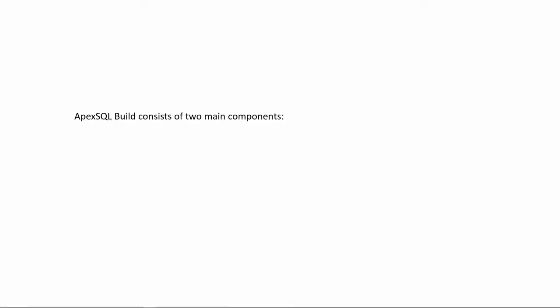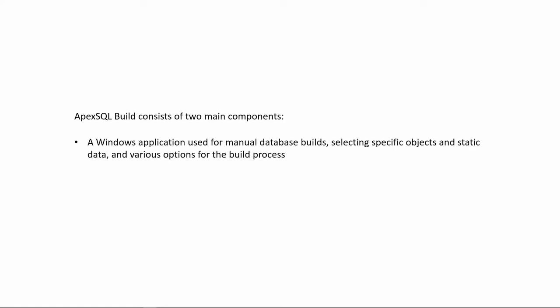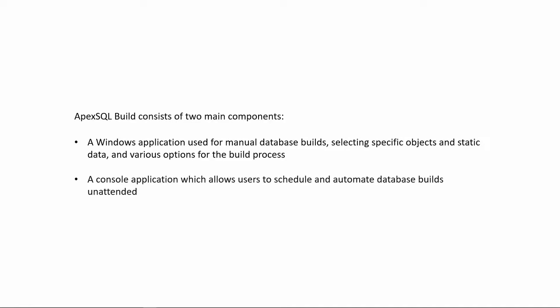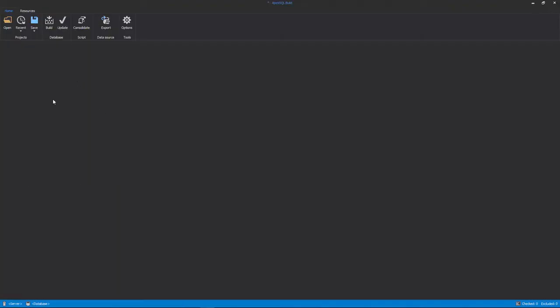ApexSQL Build consists of two main components: a Windows application used for manual database builds, selecting specific objects, and static data, and various options for the build process. A console application, which allows users to schedule and automate database builds unattended. Let's begin our tour of ApexSQL Build.